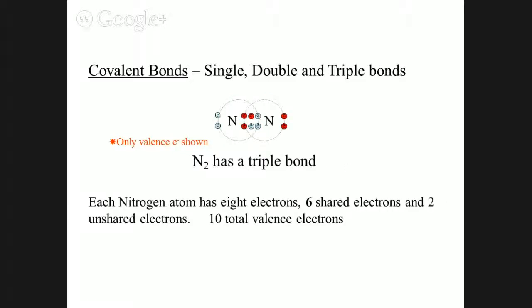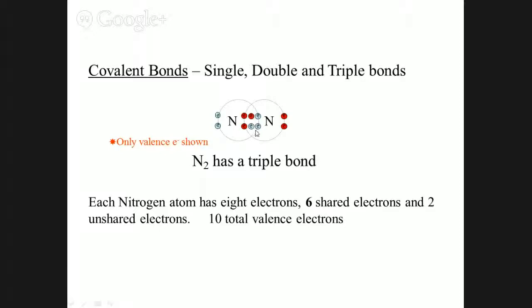And then an example of a triple bond with 6 valence electrons in between the 2 nitrogen atoms for N2, and then a pair that are not being shared. Notice only 10 total valence electrons. So 4 less than what the single bonded had to form this triple bond. This is a very strong bond.